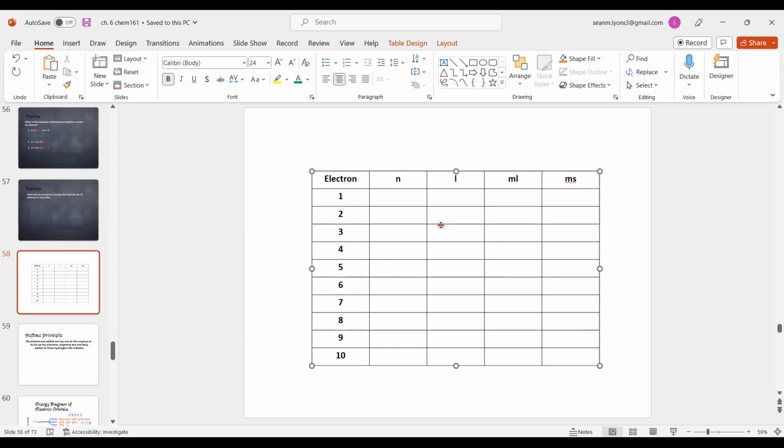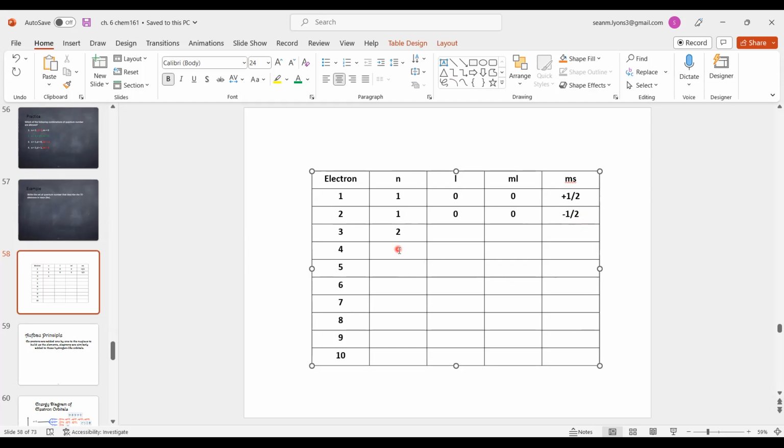So with the first one, we'll of course have n is equal to 1. l has to be equal to 0 in that case, which means m sub l also has to be equal to 0. And then we could have positive 1/2. We only have a single orbital in that first energy level, but each orbital can hold 2 electrons. So we could also have a negative 1/2 for the spin there. But that's all we're going to have for the first energy level.